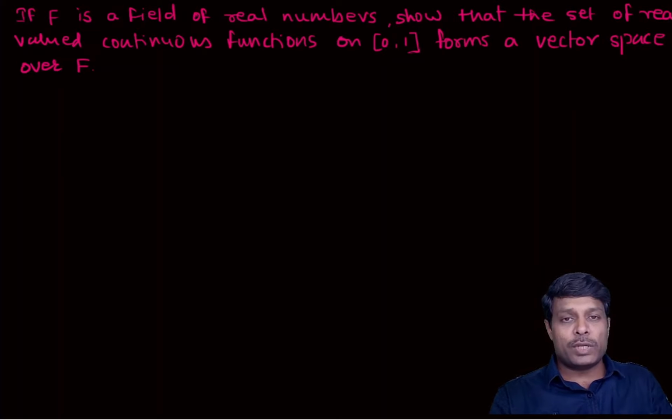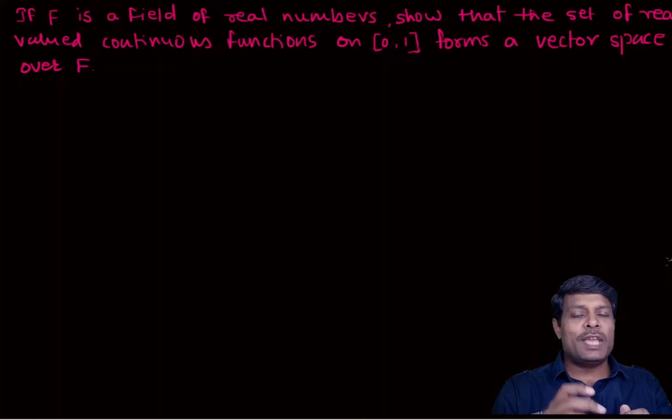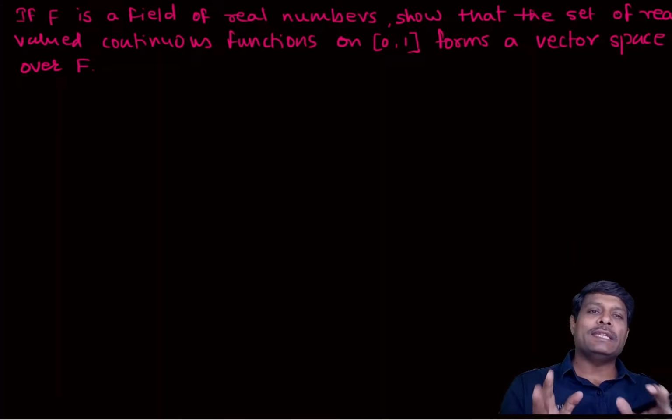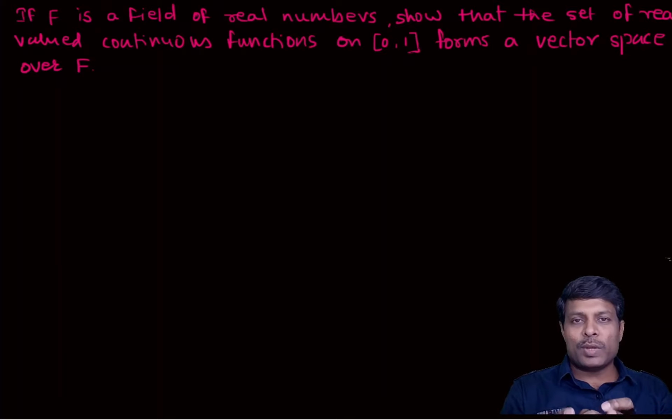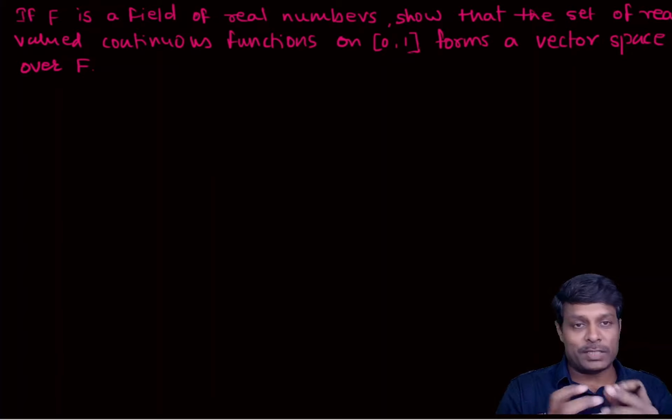Now, this is a question of vector space, not subspace. Keep in mind, don't be confused: to show vector space, we have to show all 9 conditions, and to show subspace, we need only one condition. So here the question is related to showing vector space. Therefore, we have to prove all the 9 conditions required for a vector space.